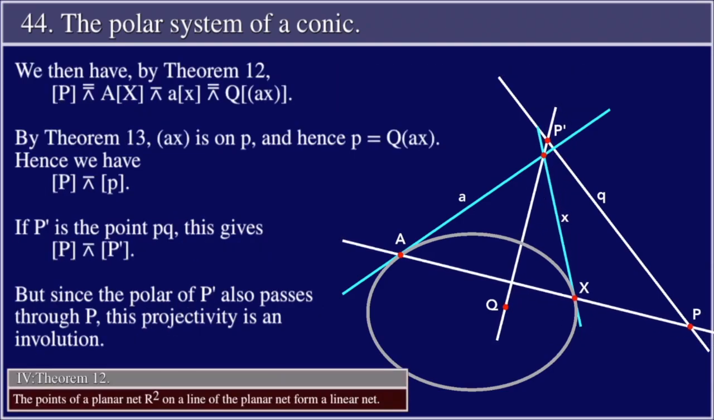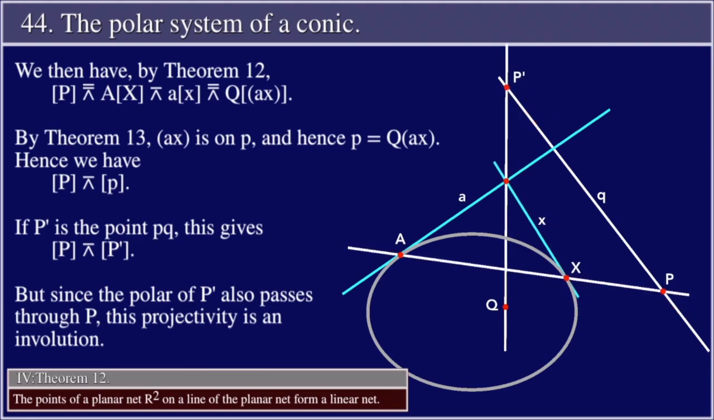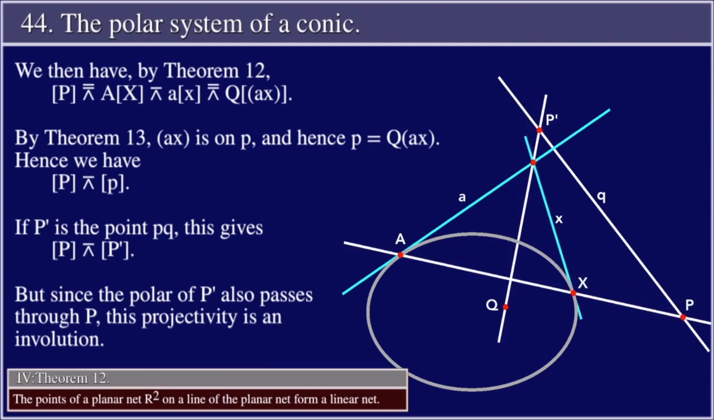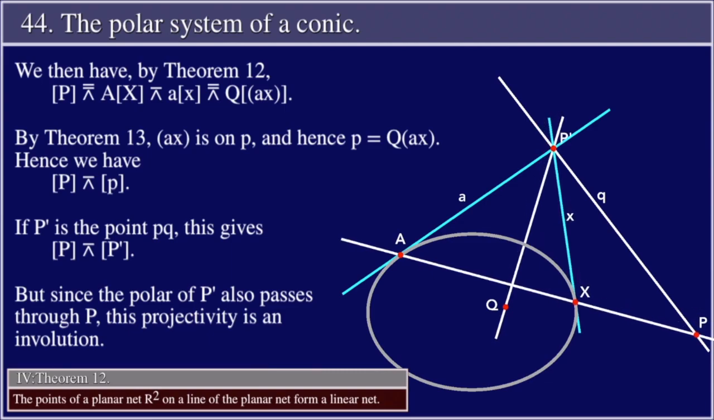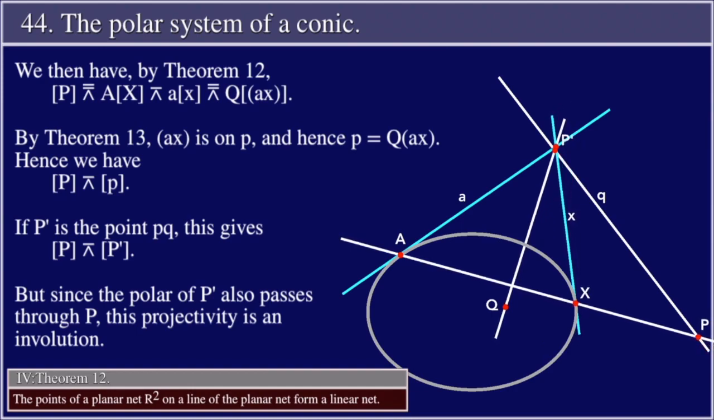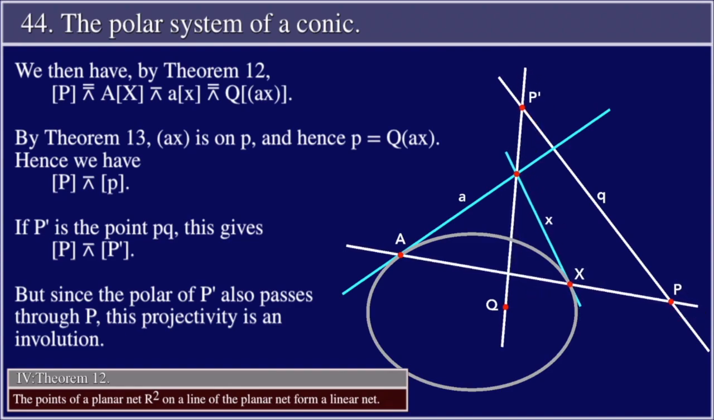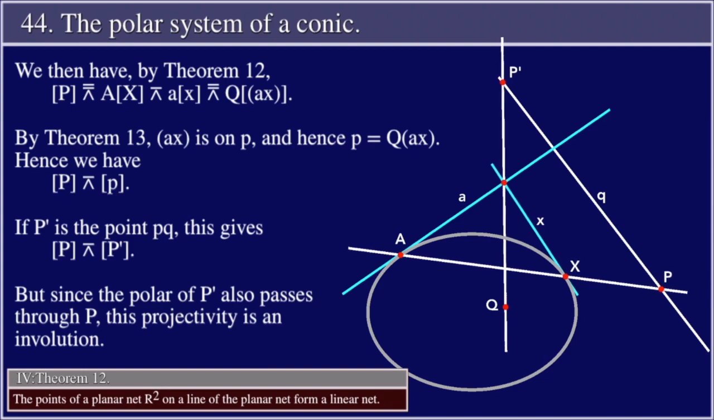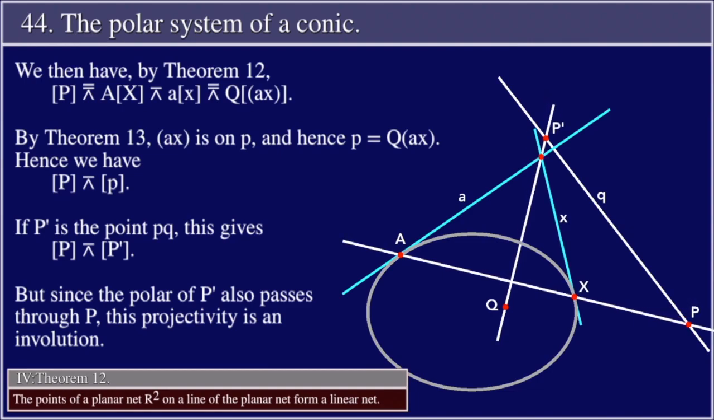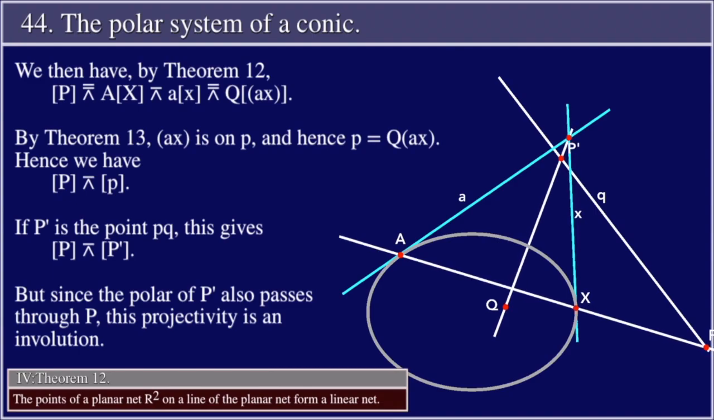We then have, by Theorem 12, the pencil P is perspective with the pencil a, x, which is projective with the pencil A, X, which is perspective with the pencil Q, AX. By Theorem 13, AX is on p, and hence p is equal to Q, AX. Hence we have pencil P projective with pencil p. If P prime is on the line PQ, this gives pencil P projective with pencil P prime. But since the polar of P prime also passes through P, this projectivity is an involution.